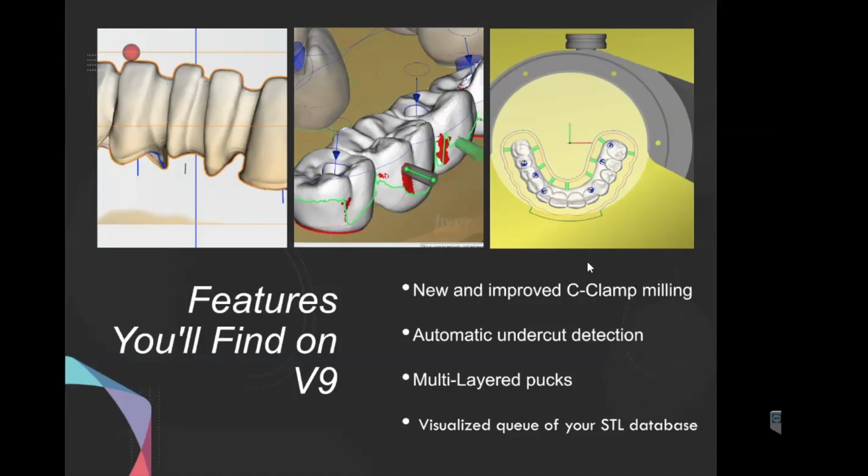A few other handy features that you may or may not already be using: these multi-layered pucks that you can create, and you can also create a part queue, which is a queue or a line, or visualize your STL database. Okay, I'll go over a multi-layer puck.